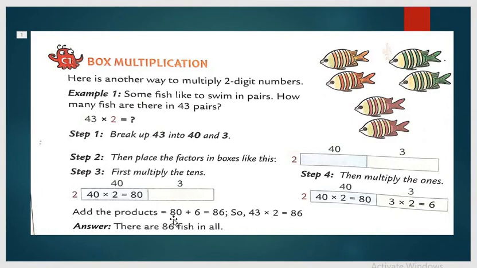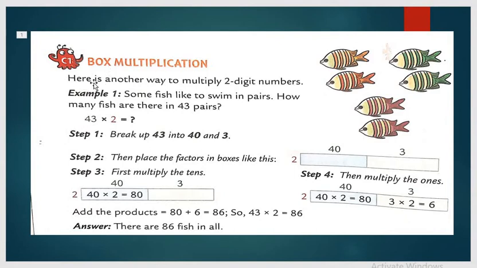18 plus 6, how many, all students? 86. So the answer is what? There are 86 fish in all. Got my point, all students? This is your question number 1, example number 1. I hope you all are done. Understood, all students? Again, I'll repeat it for you.